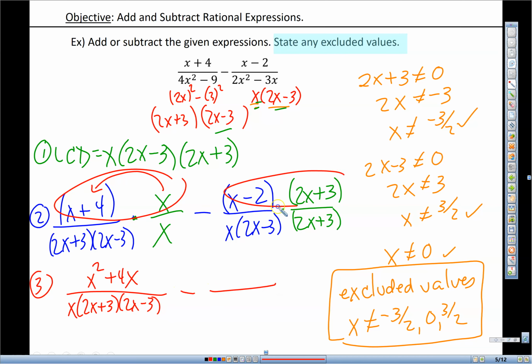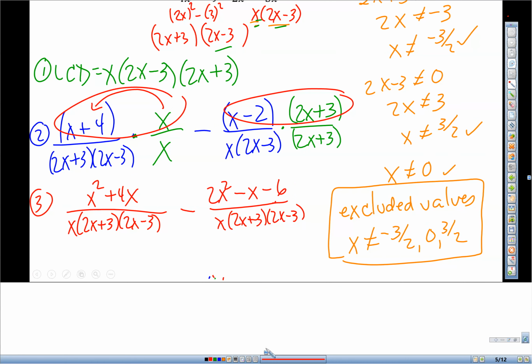And here, I have to distribute twice, so I'm going to get 2x squared. I'm going to get a 3x and a negative 4x, so minus x minus 6 over my LCD. Doesn't really matter if you write the binomial factors in the same order here or as the first one or not, just so long as they individually match each other.